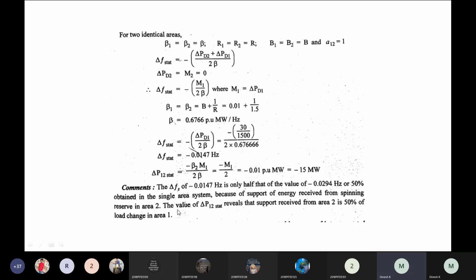So the comment is: del F static is minus 0.0147 hertz, which is only half of the value of minus 0.0294 hertz, or 50% of that obtained in a single area system. So the second area is kept as a reserve area. When one area is working, the other area is made a reserve area. This reserve area is area 2. Okay, this is what they have given as the comment or conclusion.